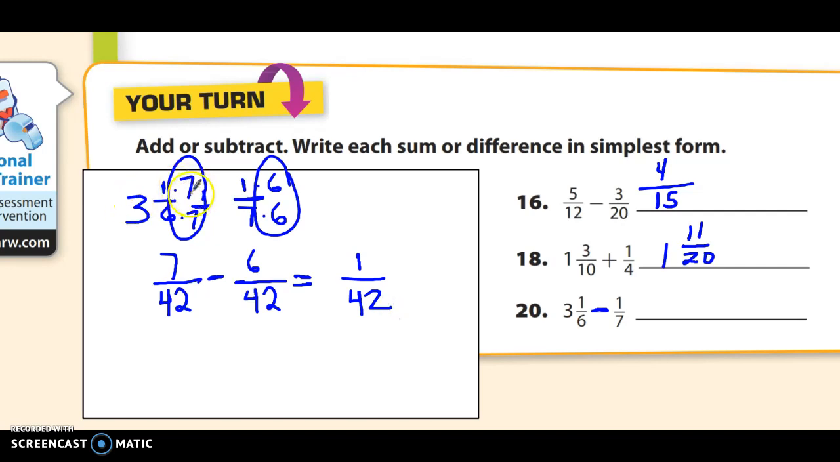And then you have 3, and there's nothing to subtract from 3. It's 3 minus 0. What's 3 minus 0? It's just 3. So the answer is 3 and 1/42.